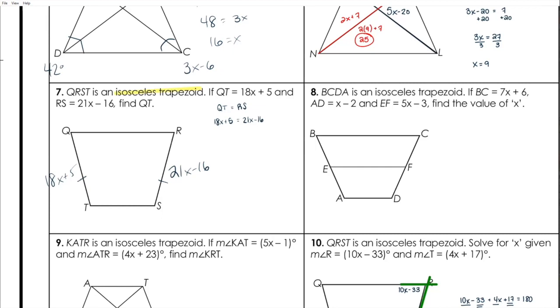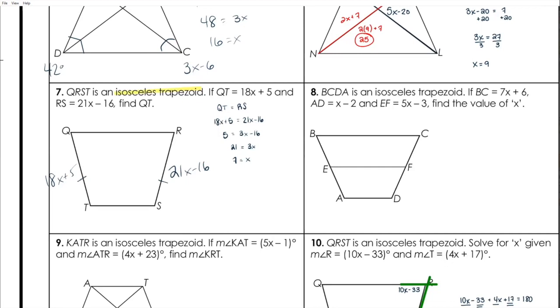Okay, variable on both sides. We're going to move the variable first. So 5 is 3x minus 16. Now that we've got our variable on one side, we're going to go ahead and add that constant. 16 plus 5 is 21. And then we're going to divide both sides by 3. So we figure out that x is 7.